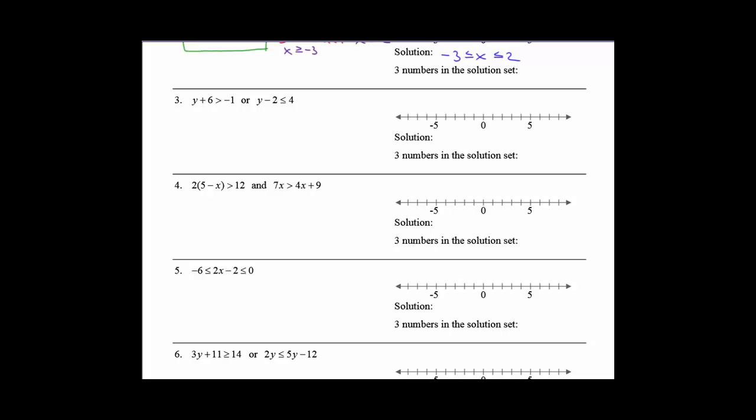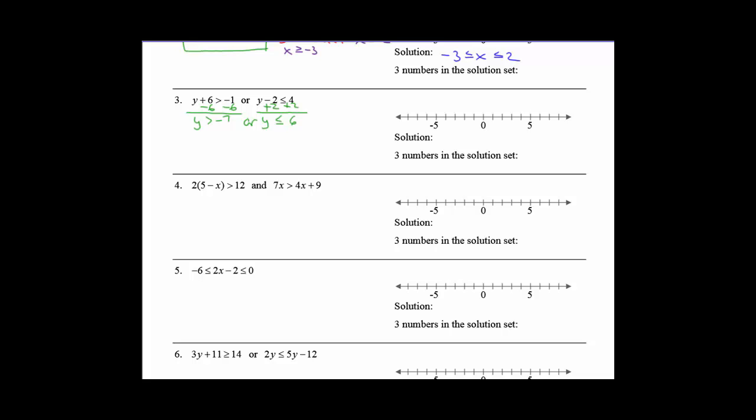Number 3, solve the first inequality. I would want to subtract 6. That would give me y greater than negative 7. To solve the second inequality, I would want to add 2. That's going to give me y is less than or equal to 6. Let's remember to put the word or in between there.